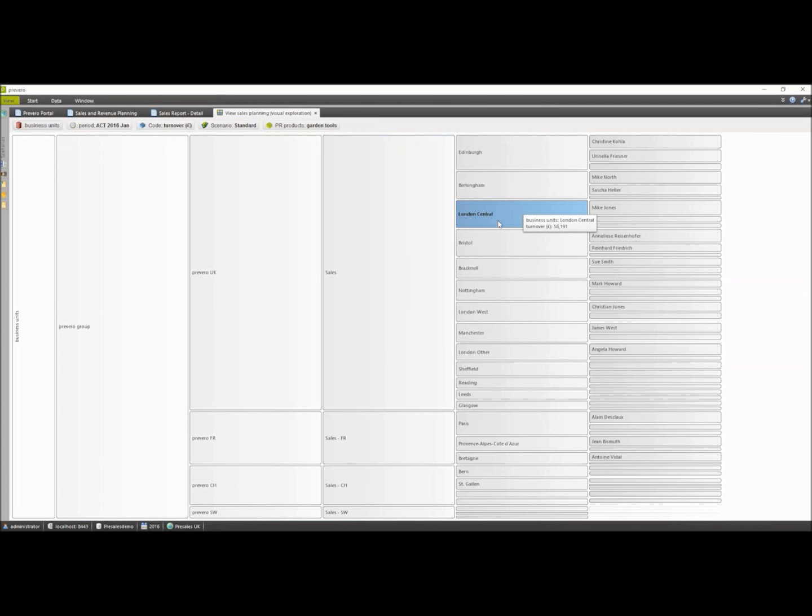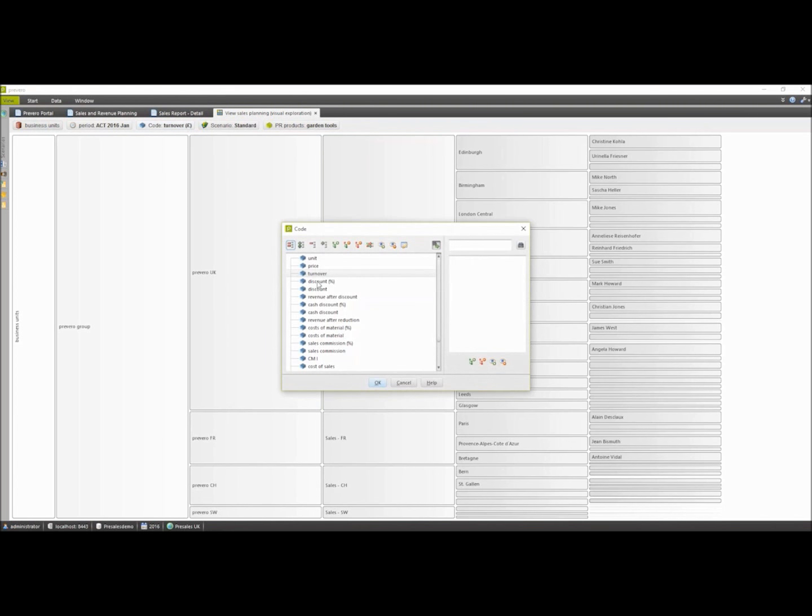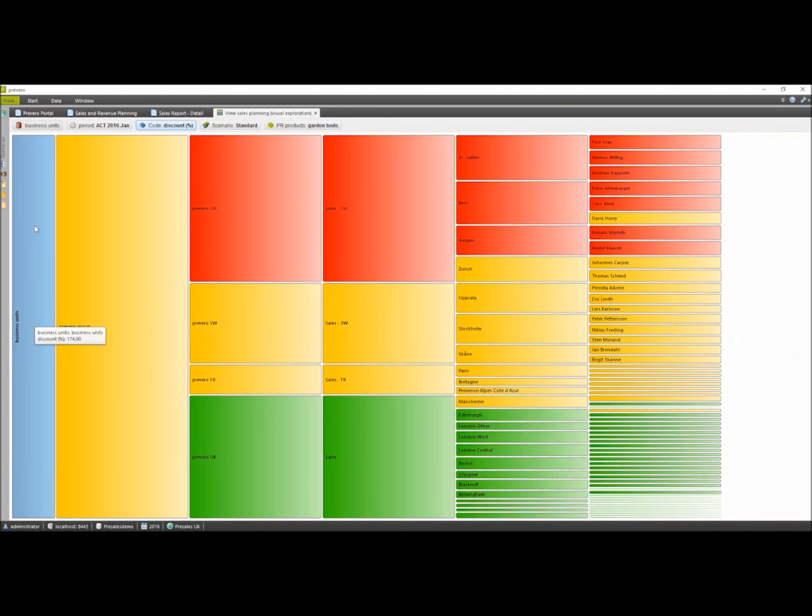So with Prevero, we actually provide you with some nice interactive ways of viewing the data. So for example, let's do a bit more analysis on our garden tools. Now what I've got here is a kind of visualization of the data. And very quickly we can see that Prevero UK is actually selling most of our products. And then we can see our territories of Edinburgh, Birmingham and London are in the top 3. And we can see below that France and Switzerland and Sweden are certainly lagging behind.